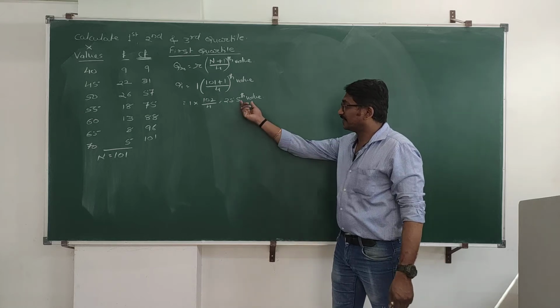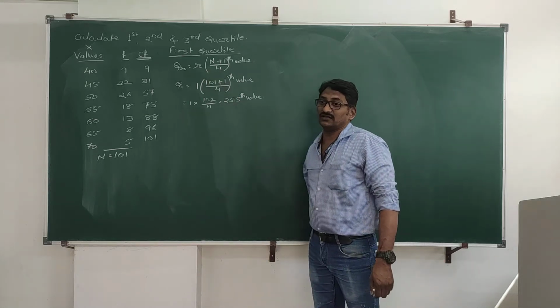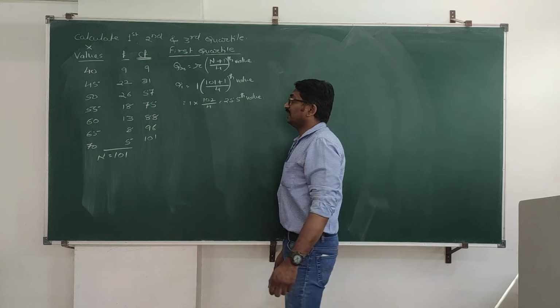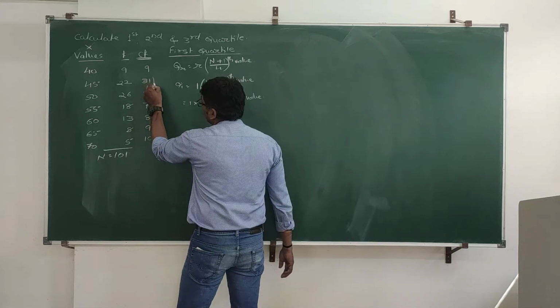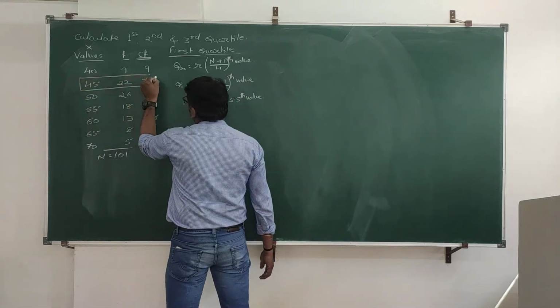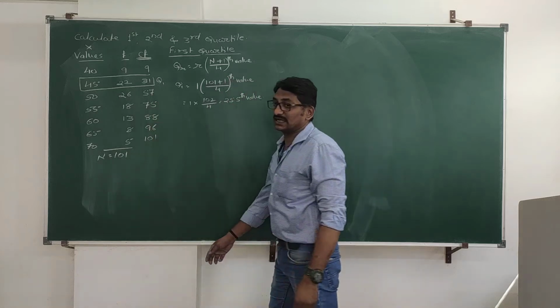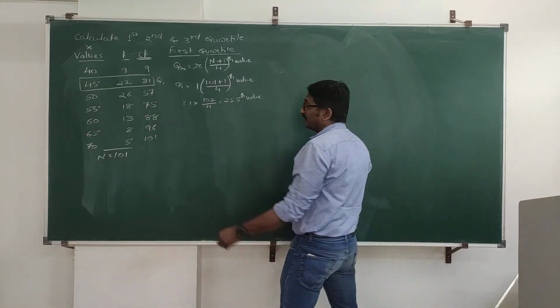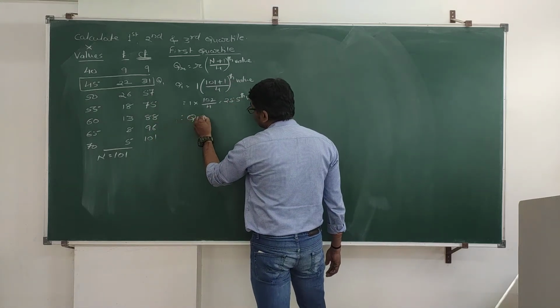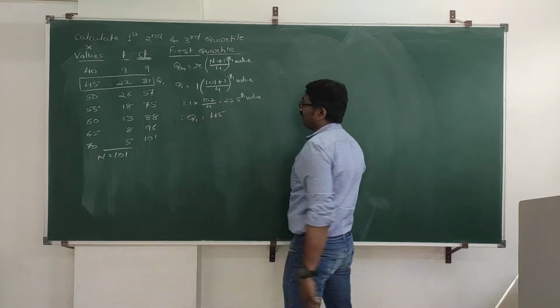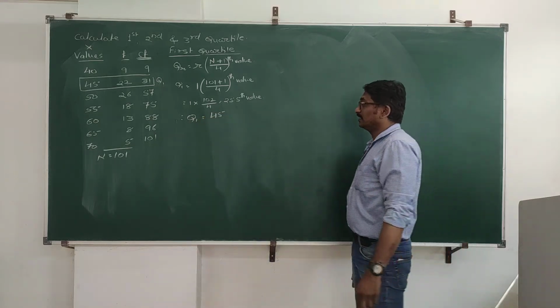Now, see this 25.5 in CF column, where it comes? 25.5 comes under 31. For this 31, what is the class here? 45. So Q1 value is 45. First quartile is 45.